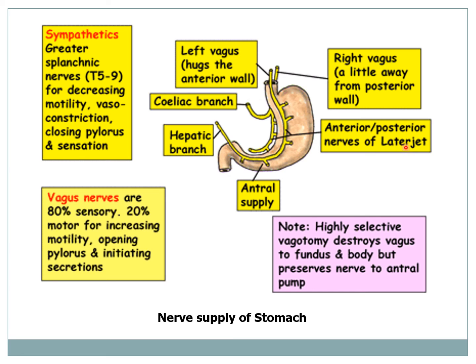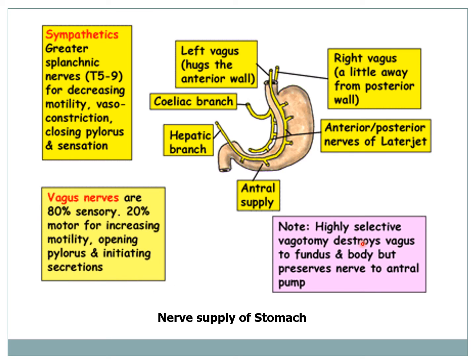Anterior and posterior nerve of this letter Z. Right vagus a little away from the posterior wall. Sympathetic greater splanchnic nerve T5 to T9 for decreasing motility, vasoconstrictor, closing the pylorus, and the sensation. Vagus nerve fibers are 80% sensory, 20% motor, for increasing motility, opening the pylorus and initiating secretion.